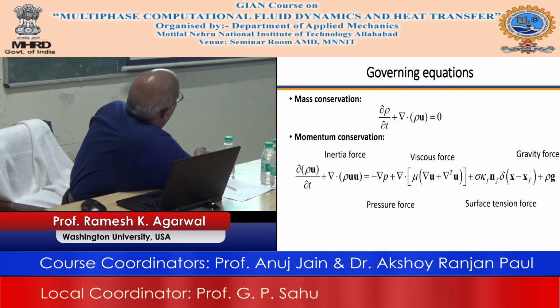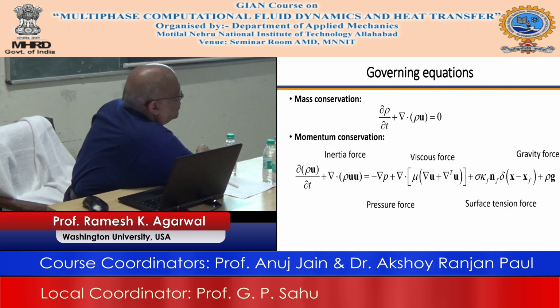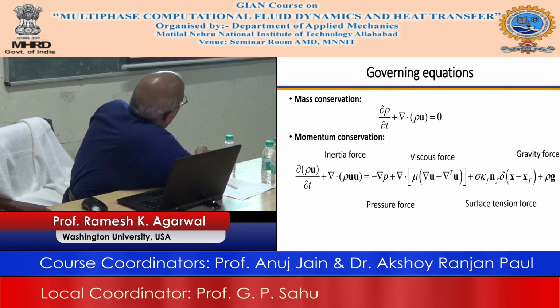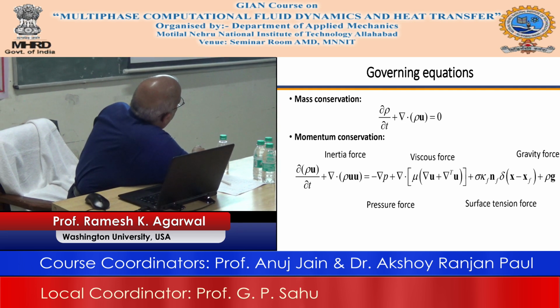This is the term that makes it a multi-phase. So what you see here in this term is called a surface tension force. You have gravity force, the pressure force, the viscous force, and this is the mass times acceleration. And so you have sigma, which is a notation for the surface tension. Kappa is the curvature of the fluid phase of the bubble. Eta J, eta F is the normal to the interface.